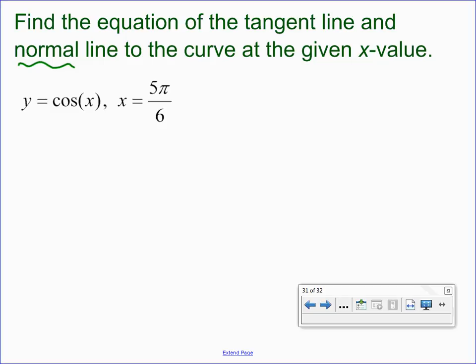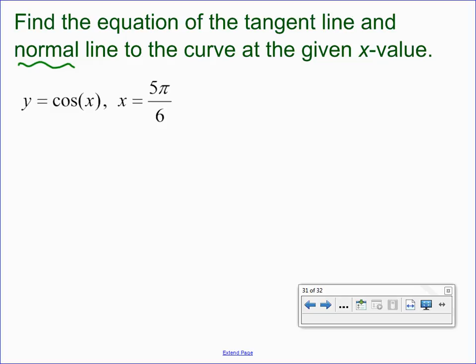So a normal line, also called orthogonal, right? Orthogonal is another fancy word for perpendicular. Let's find the equation of the tangent line and normal line to the curve at the given x value. And so again, this is just meant to be a quick refresher. You're going to have a chance to apply these problems during your OTL number 2, to be able to get you going on your quiz.